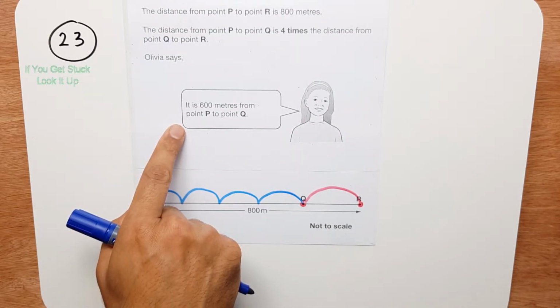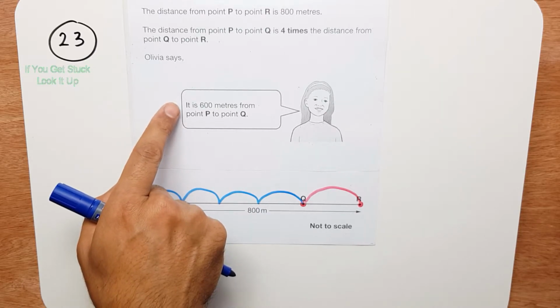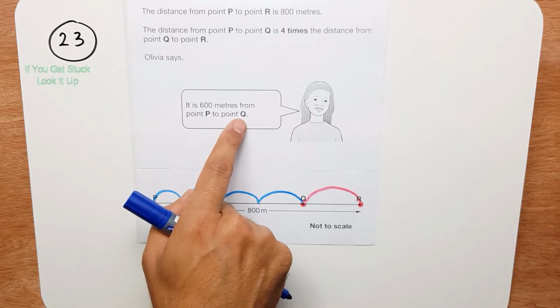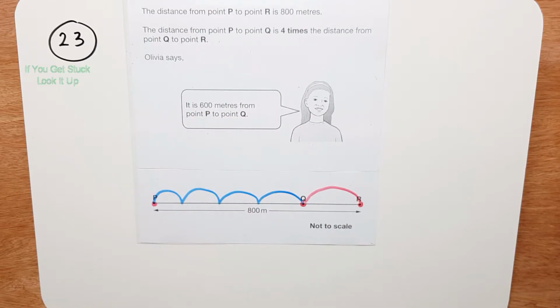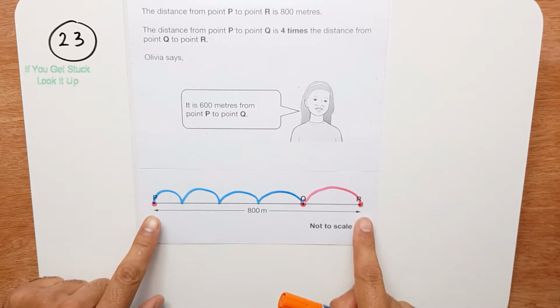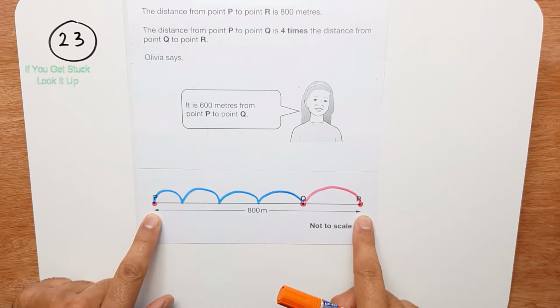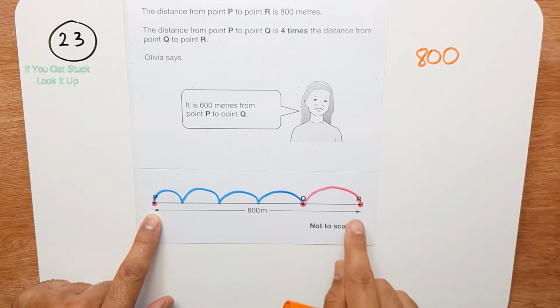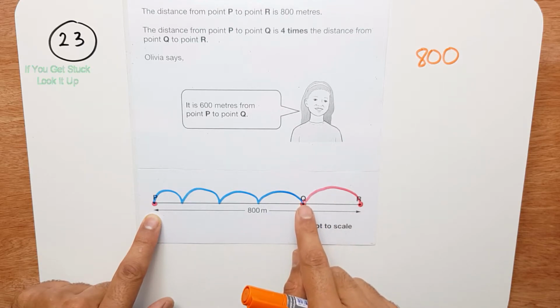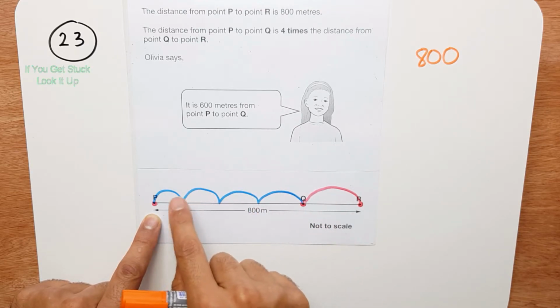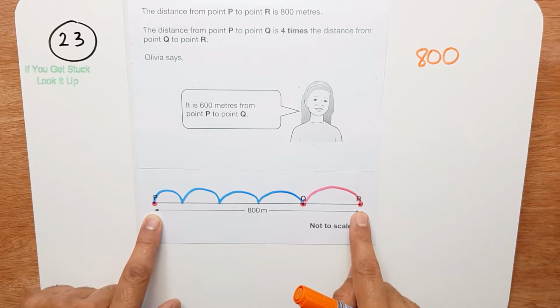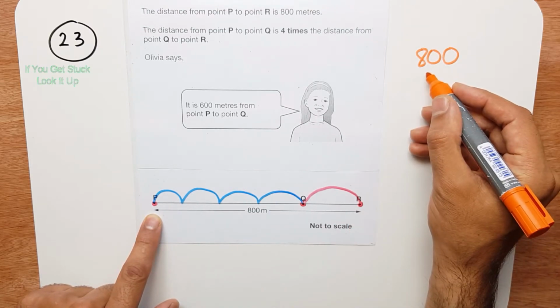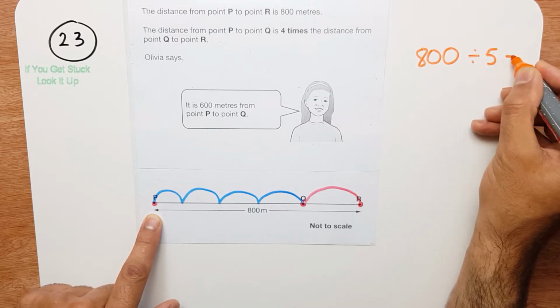Now the statement that Olivia makes is that the distance from P to Q is 600 meters. Now we need to explain why Olivia isn't correct. A simple way of doing this is to have a look at these two. The distance between P and R is 800 meters. And we're told that there's 5 steps in between, because that's the original step and these are your other 4 steps. And they're all supposed to be the same length. So we're going to divide 800 by 5.